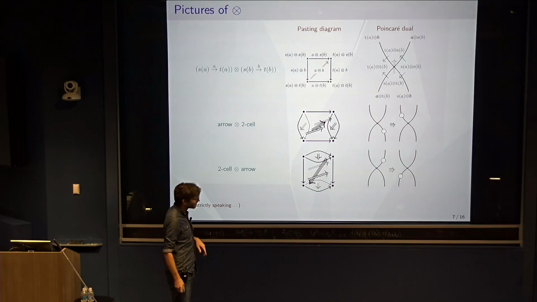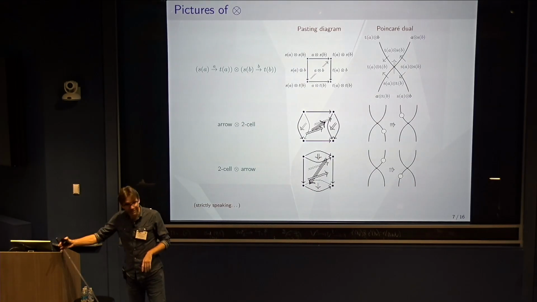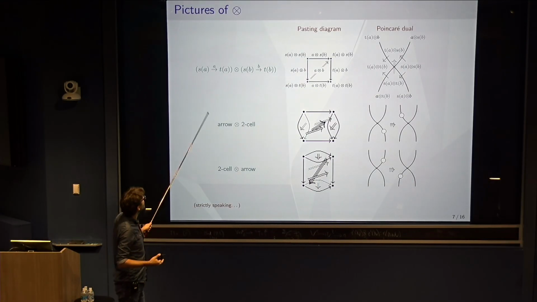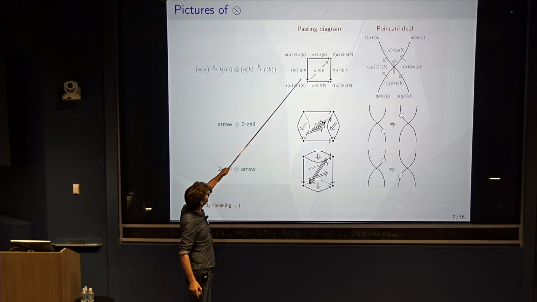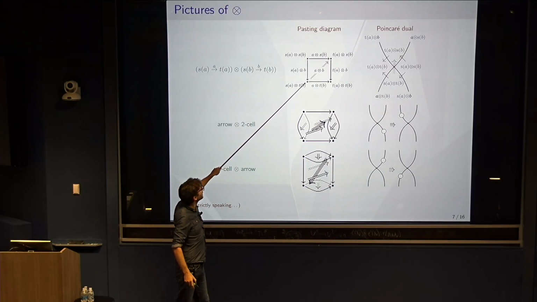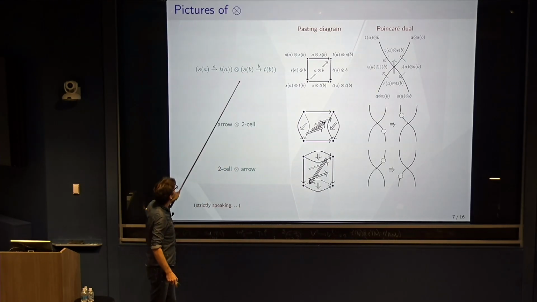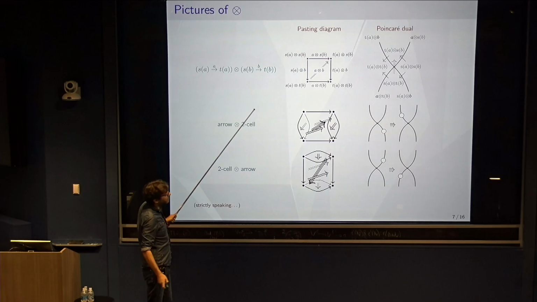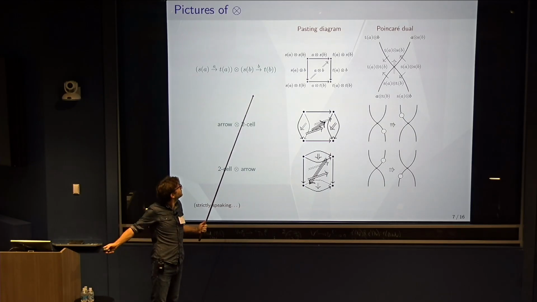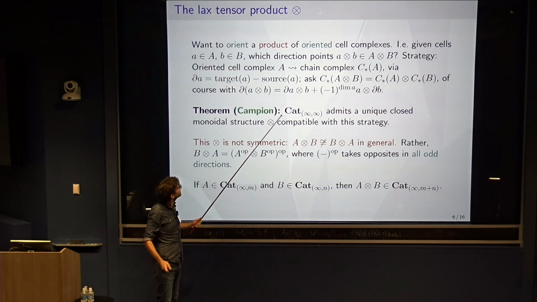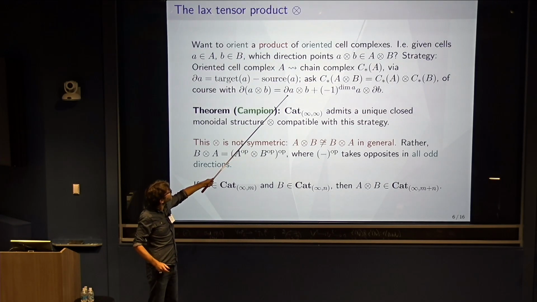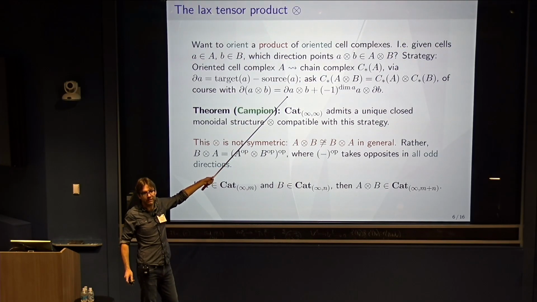So let me show you some pictures. If I take the product of two 1-cells, I get a 2-cell, of course, a square, and it's directed in some way. The rule, of course, was always that I don't change the direction of the left entry in my product.